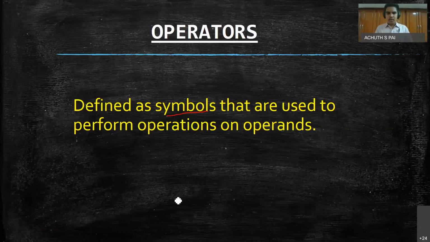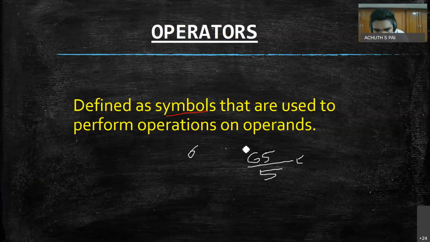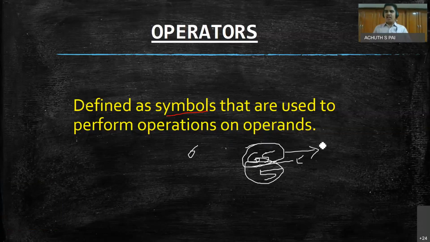Let me tell you. In the mathematical problem 65 divided by 5, we know this slash is the operator. It is used to divide the two numbers. So these two numbers on which the slash does the operation are called the operands. I'll repeat. The numbers or the elements on which an operator performs an operation are called the operands.